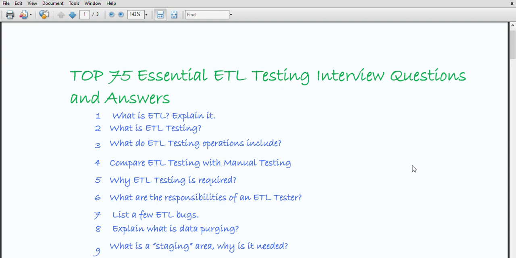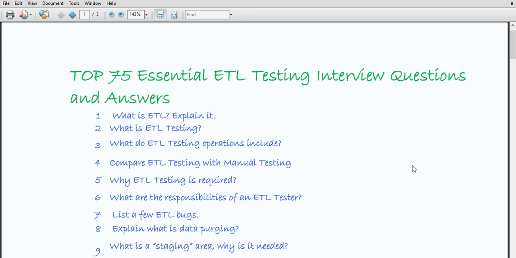So the first question is, what is ETL? Mainly you have to answer what is meant by ETL, or what is the full form of ETL. ETL stands for extract, transform and load. In data warehousing architecture, ETL is an important component which manages the data for any business process. Extract means the process of reading data from a database, transform means converting data into a format appropriate for reporting and analysis, and load means the process of writing the data into the target database. This is nothing but ETL.